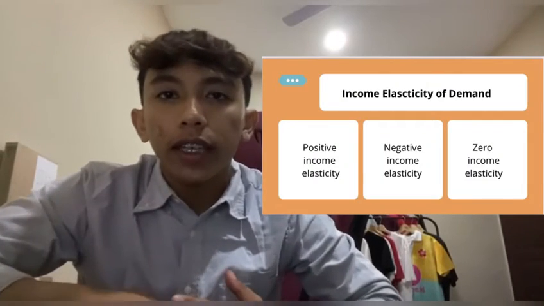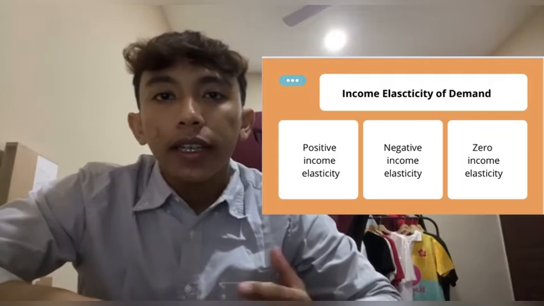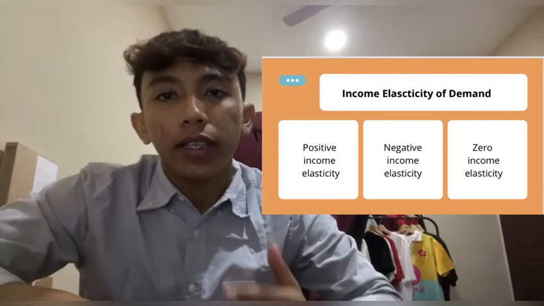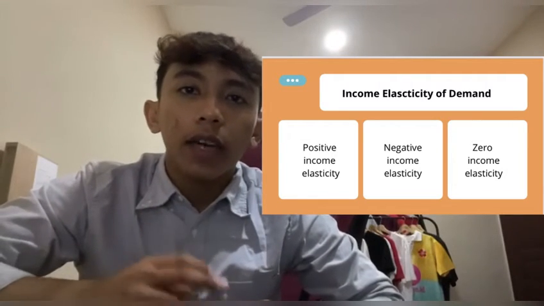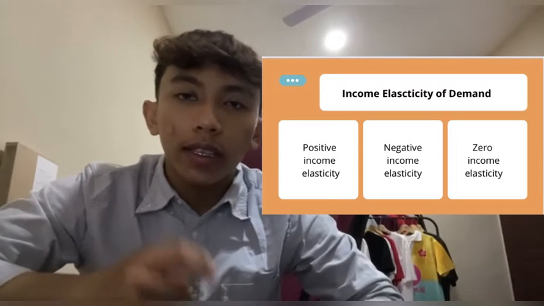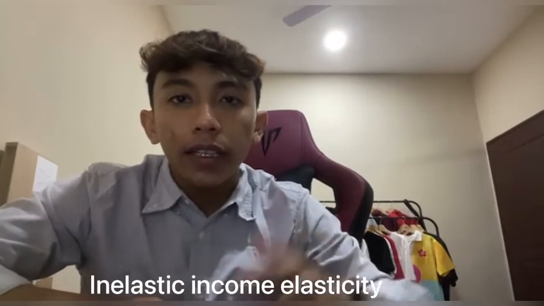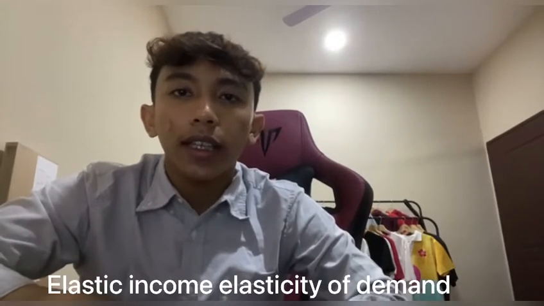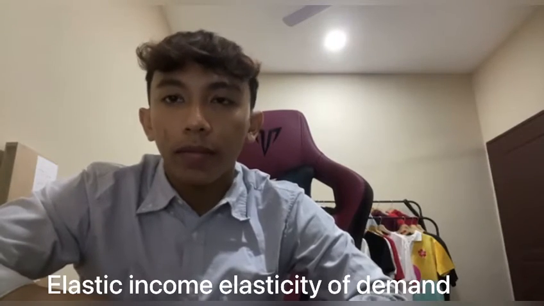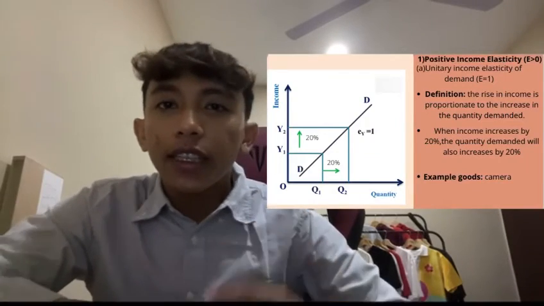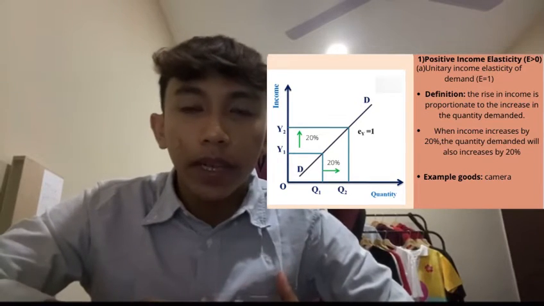As we all know, there are three types of income elasticity of demand. That is positive income elasticity, negative income elasticity, and zero income elasticity. The first one is positive income elasticity. Positive income elasticity can be divided into three parts: unitary income elasticity of demand, inelastic income elasticity, and elastic income elasticity of demand.